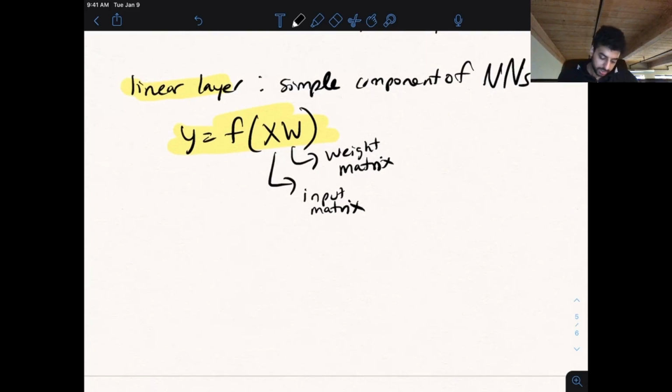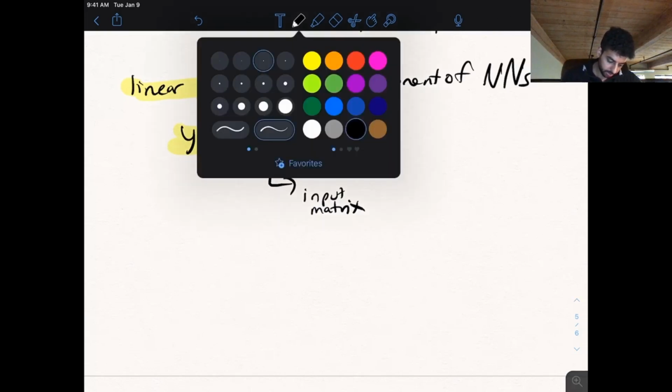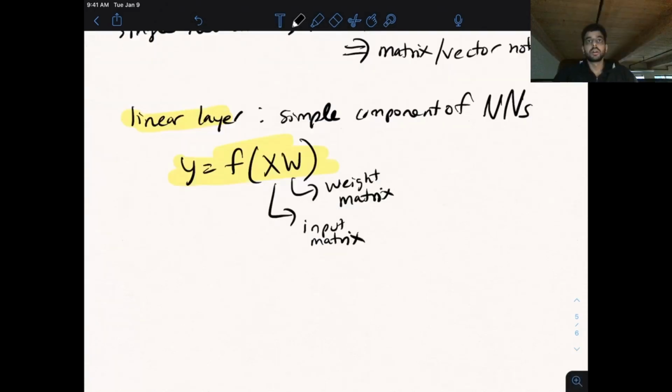So what do I mean by input matrix? This is a concept that we haven't talked about to this point. Why does my pen keep breaking? Start working again. Okay, so what do I mean by input matrix, right? What does this contain?